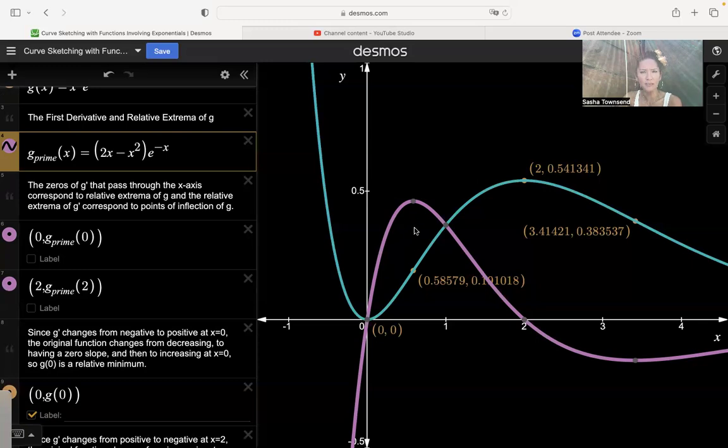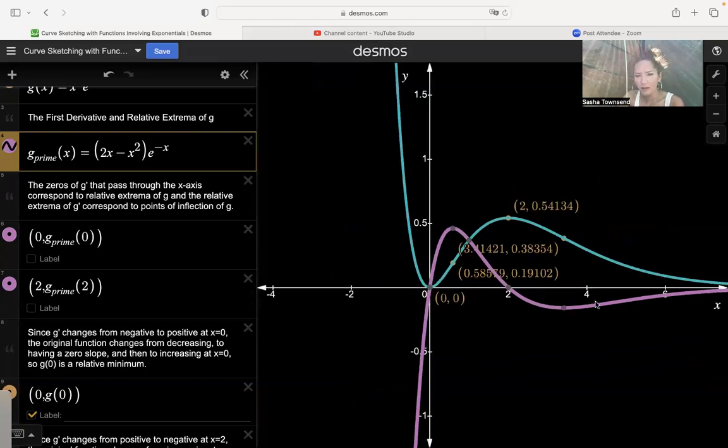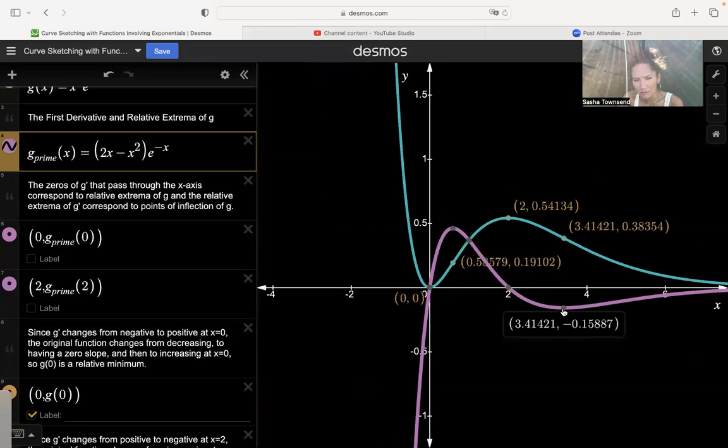Say, okay, that's cool. Are there any other extrema of this first derivative? Well, yeah, it's kind of hard to see, but there's one. It goes from decreasing to having a zero slope to increasing. So this x equals 3.41 seems to be a point of inflection as well, or seems to be the x coordinate of a point of inflection. So we look at the corresponding point on the original graph. Does the graph seem to go from concave downward to concave upward?